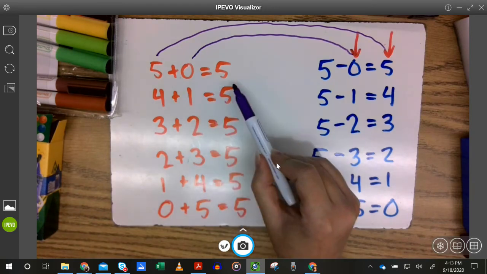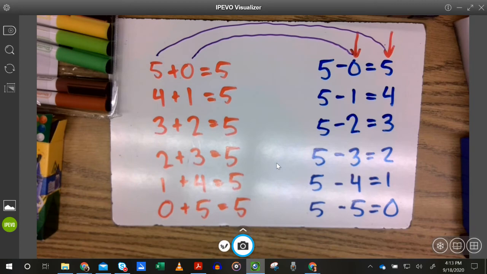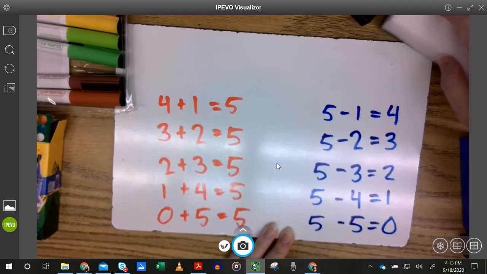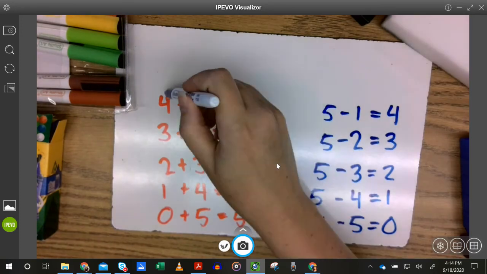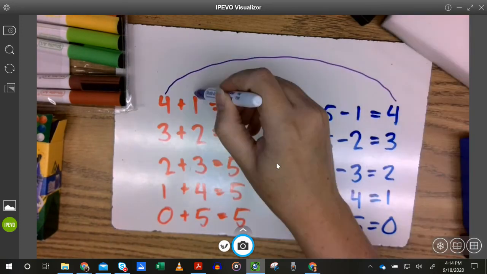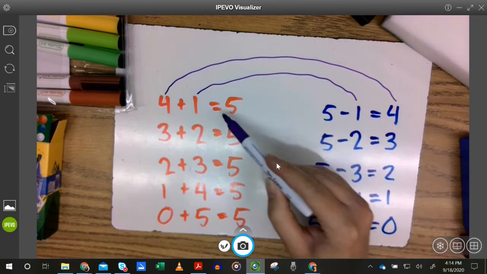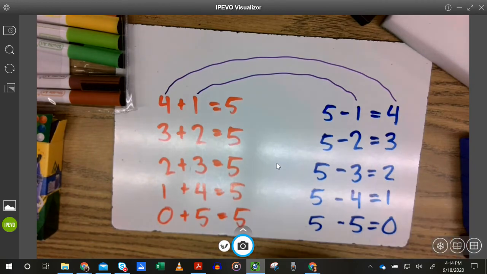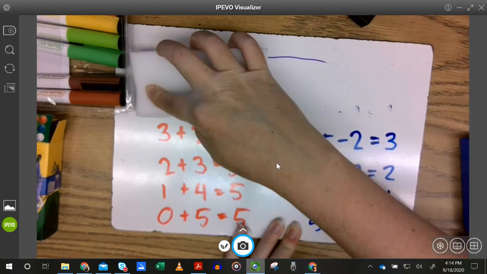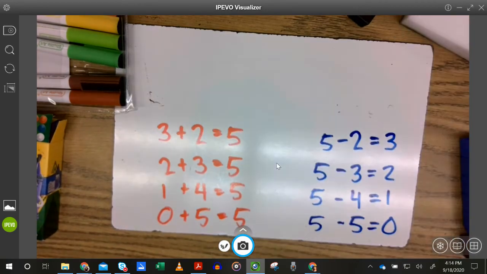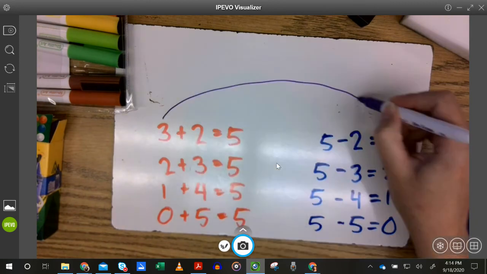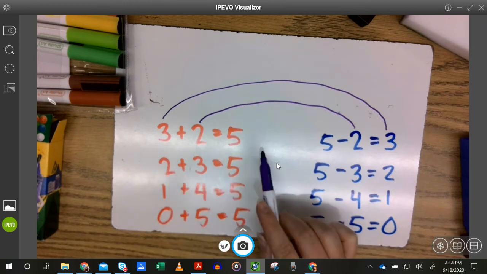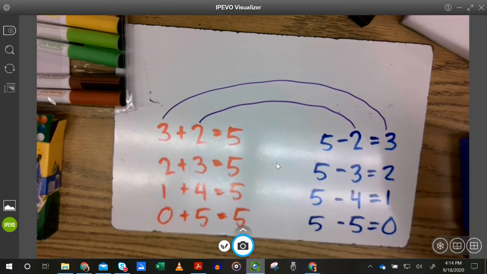5 plus 0 equals 5. 5 minus 0 equals 5. Let's see if the rest of them line up. 4, 1. 4 plus 1 equals 5. 5 minus 1 equals 4. 3, 2. 3 plus 2 equals 5. 5 minus 2 equals 3.